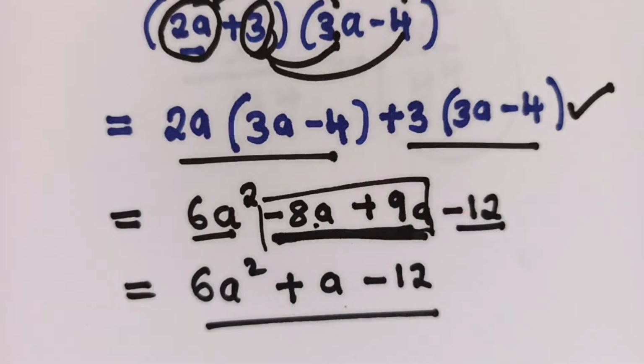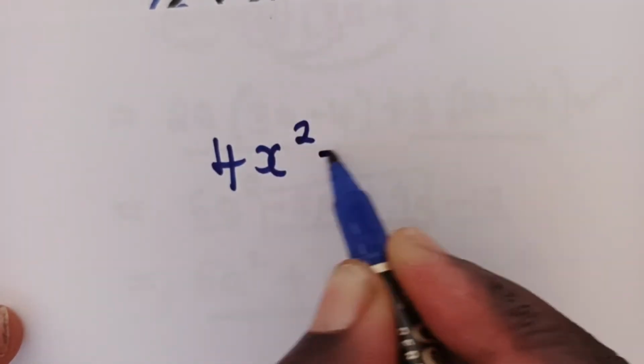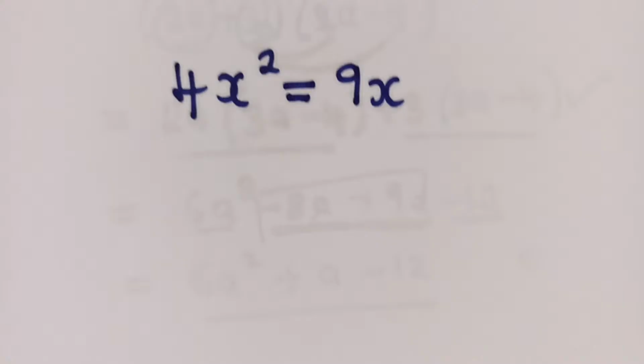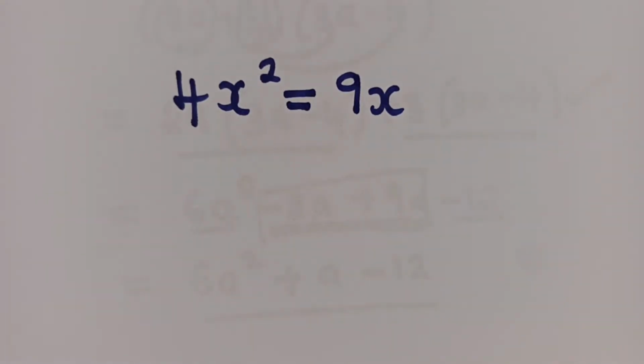So that's it. Let's check out the next question, which is to do with solving. So for this other question, we have to solve. Okay. So try solve this one with me. Solve the equation. We've got 4x power 2 is equal to 9x. So find the value of x. What is the value of x? Solve with me that one. What answer are you getting?